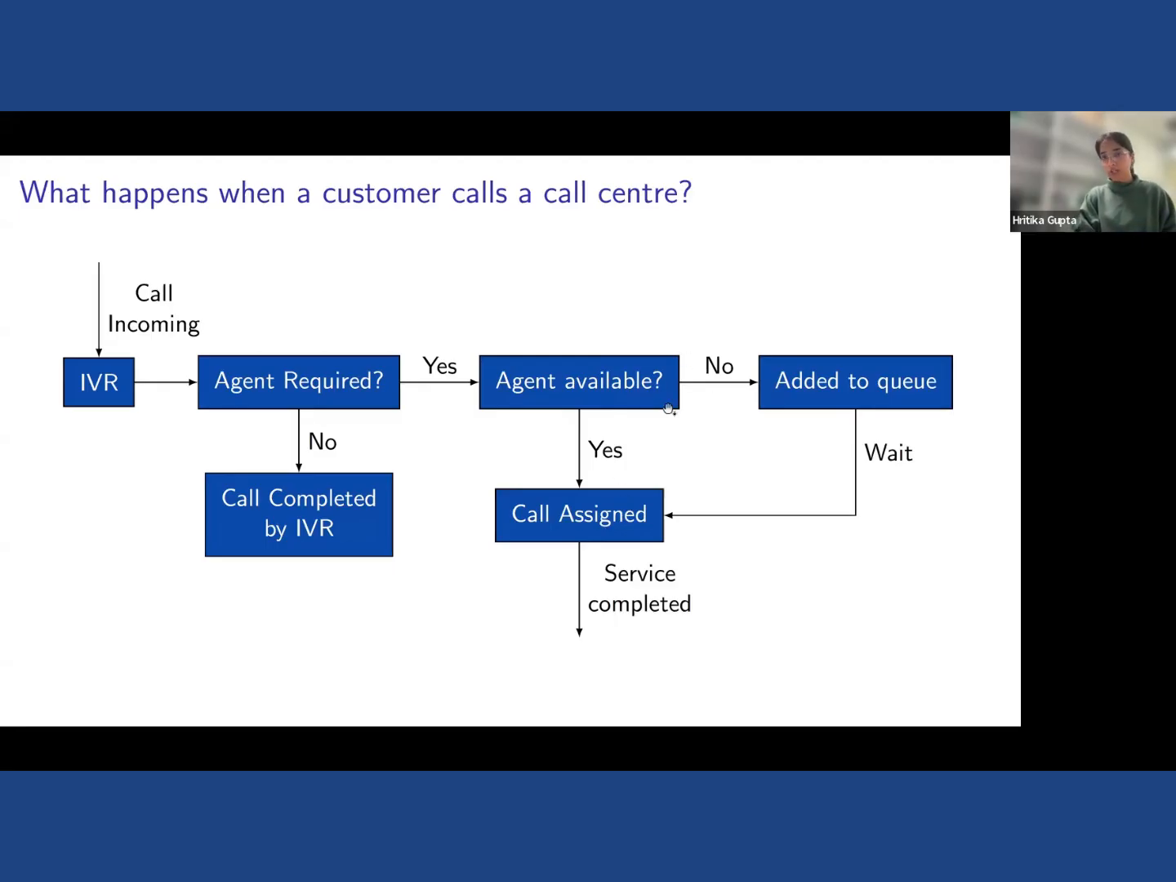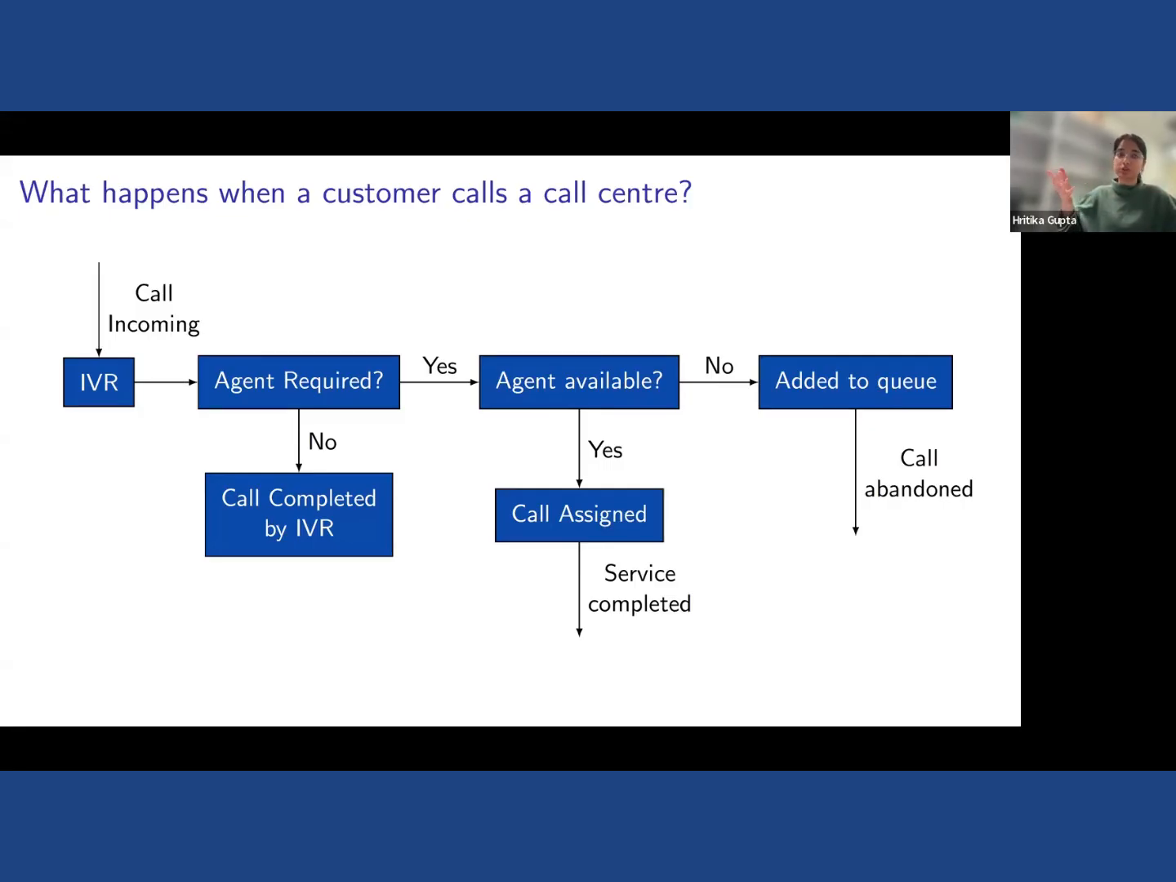If no such agent is available, the customer gets added to the queue where they wait either until they do get assigned, or they can choose to abandon the queue depending on their patience level and worth of that service for them. So in a call center, different agents have different skills.